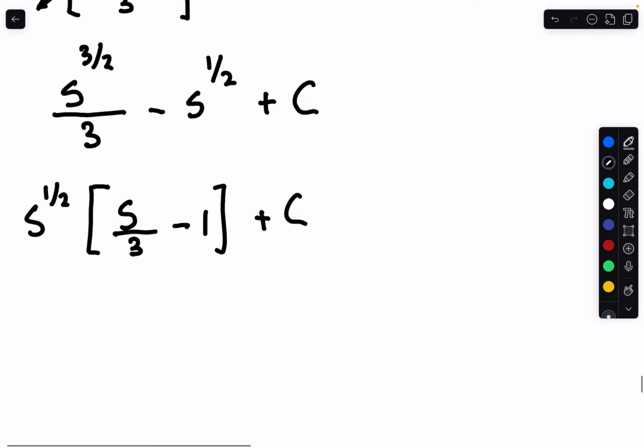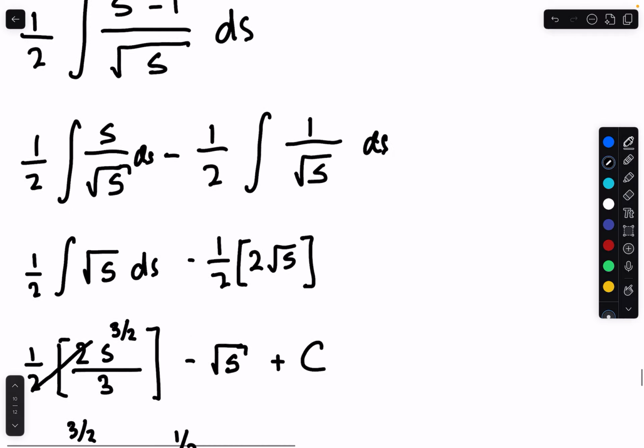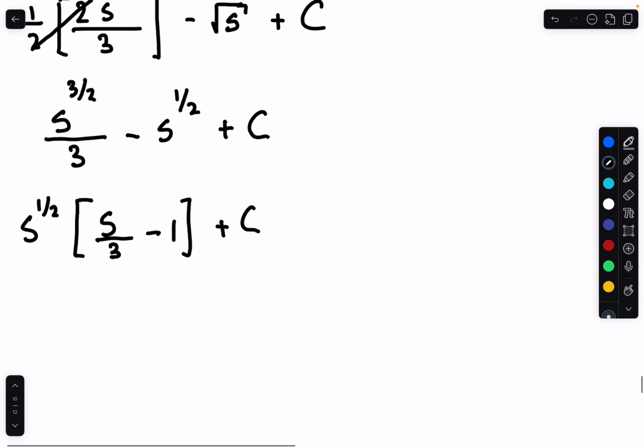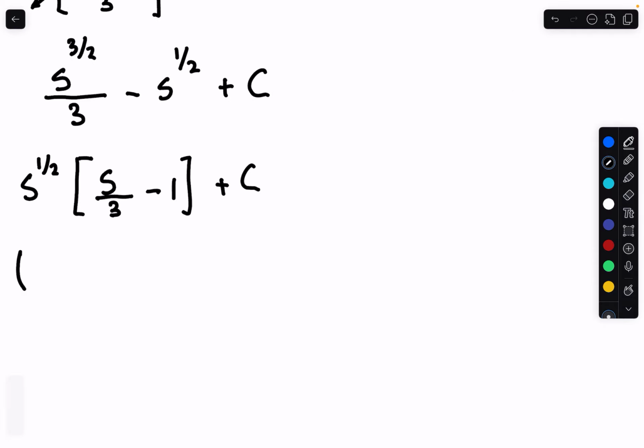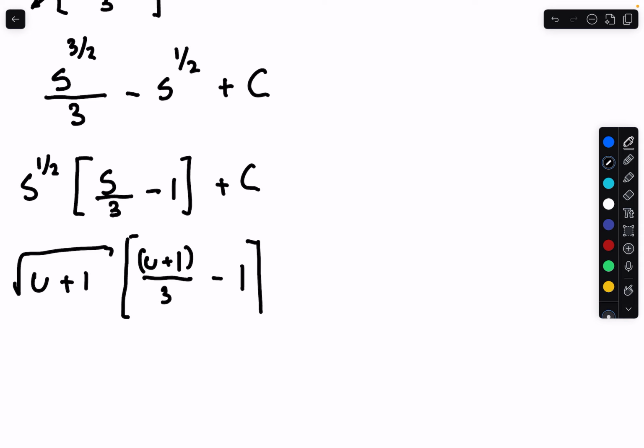And now we can start substituting things back in. If you remember, we said that s is u plus 1. So what we have is the square root of u plus 1 times u plus 1 divided by 3 minus 1, all plus c.